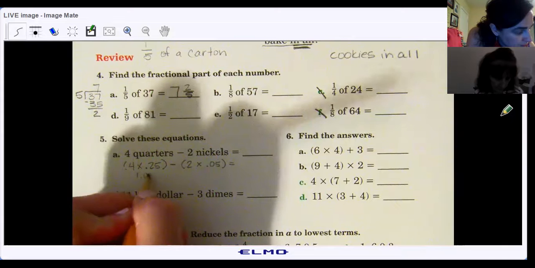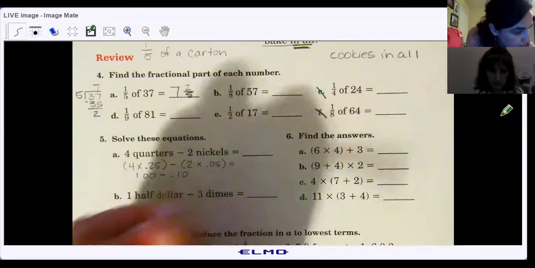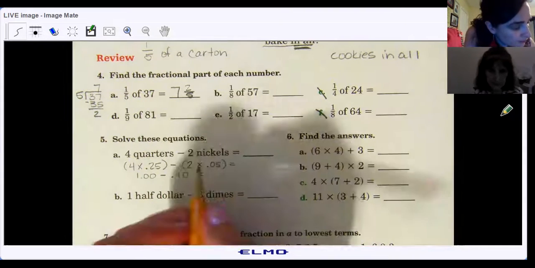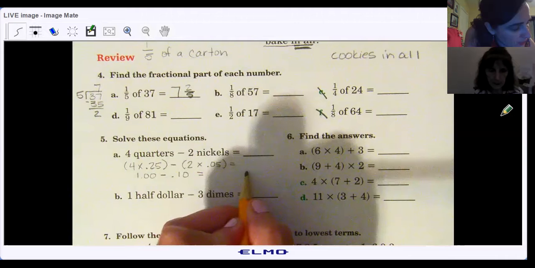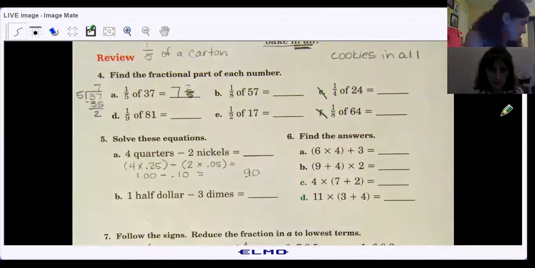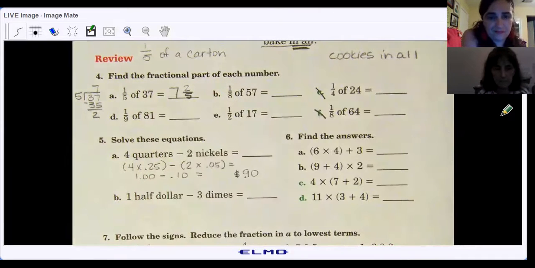Minus 2 times 5 is 10 cents. 5 and 5 is 10. Equals 90 cents. Sorry, they should be over, minus 10 is 90. It should be over here. 90 cents in 3 places. Mrs. Cervantes, they have to put a dollar sign and decimal point.